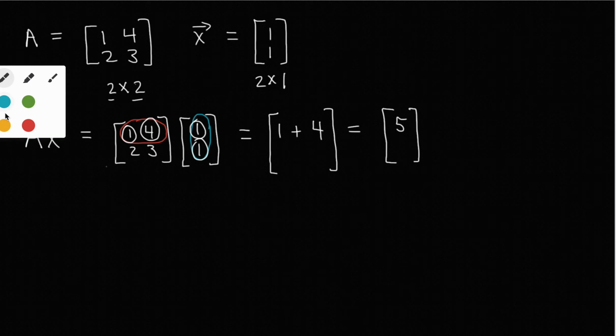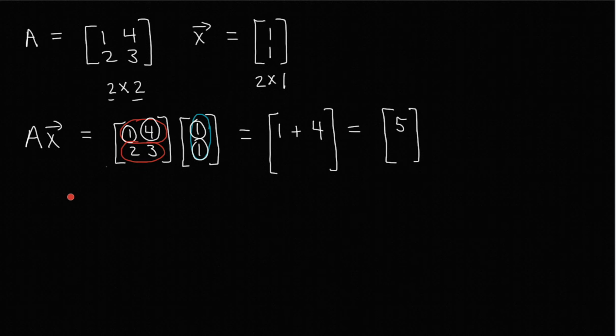So now let's circle the second row of matrix A. And we can only circle the first column of vector x, right? So now we can do component-wise multiplication. So we'll do 2 times 1 first. That's going to give us 2. And then we'll do 3 times 1. That will give us 3. So 2 plus 3 will give me 5. So now I have the column matrix 5, 5.